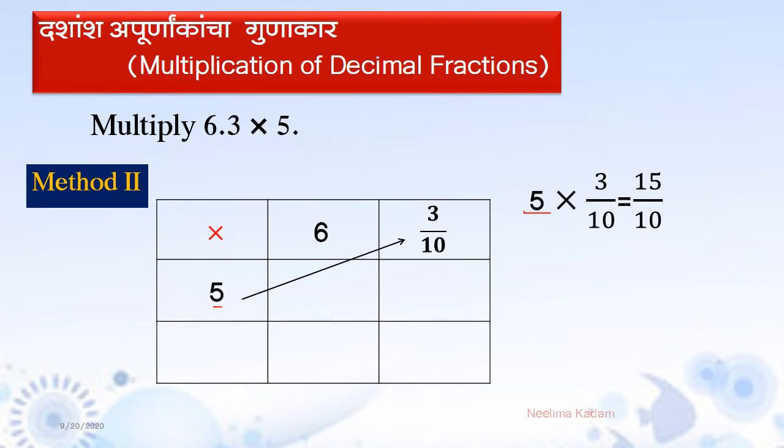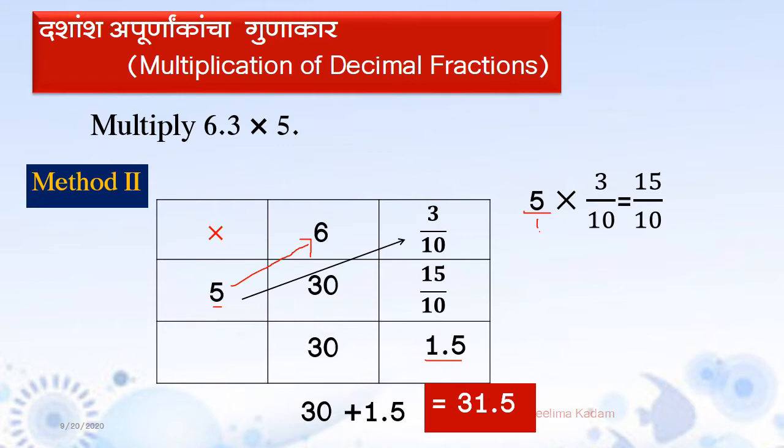Again here in the denominator 1 will be there. Multiplication of numerators, 5 3s are 15 upon 10 1s are 10. So 15 by 10. And here 5 6s are 30. Now 15 by 10 means 1.5. 15 upon 10 means how much? 1.5. Now let's add this. So 30 plus 1.5, it will become 31.5.